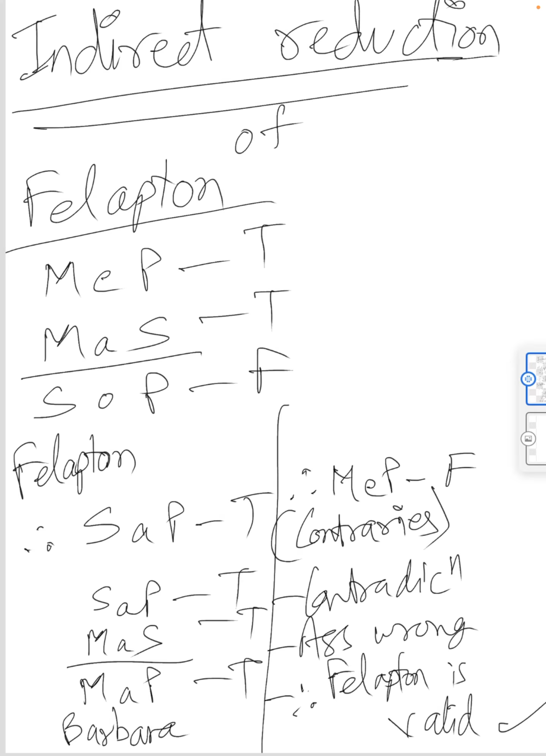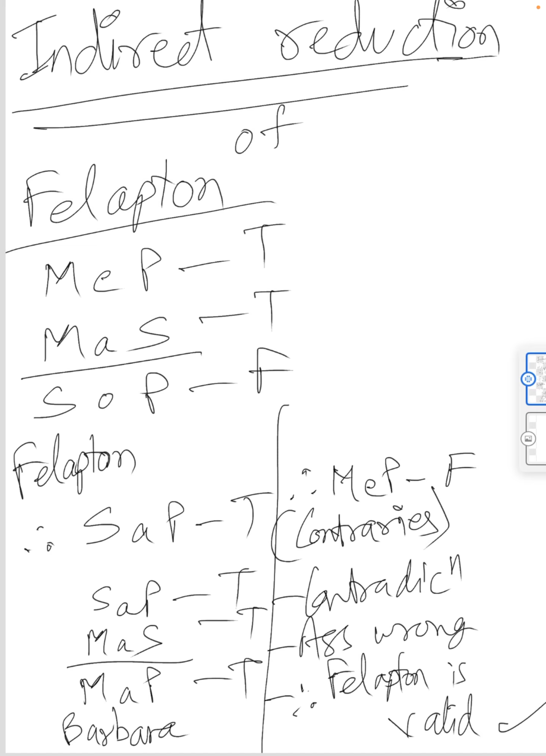Now you have SOP as false, so its contradictory will be true: SAP is true. Now we combine SAP with either MEP or MAS to get the first figure. So we combine SAP with MAS to get the first figure. Both are A, so the conclusion will also be A, and the conclusion will be MAP. Now MAP is true, so its contrary will be false. MEP will be false.